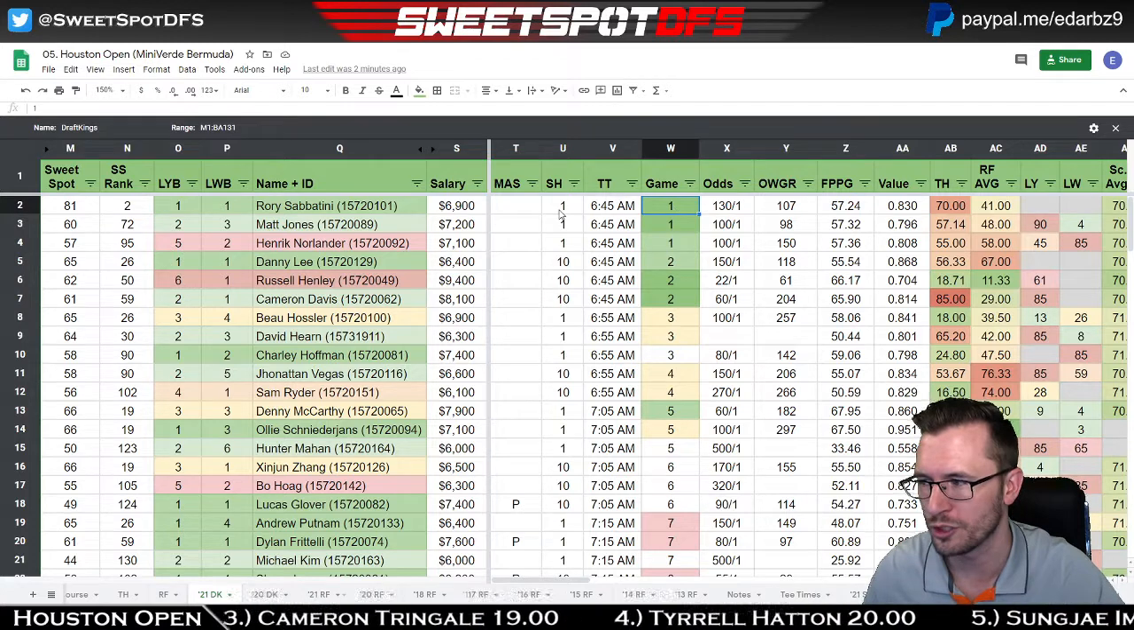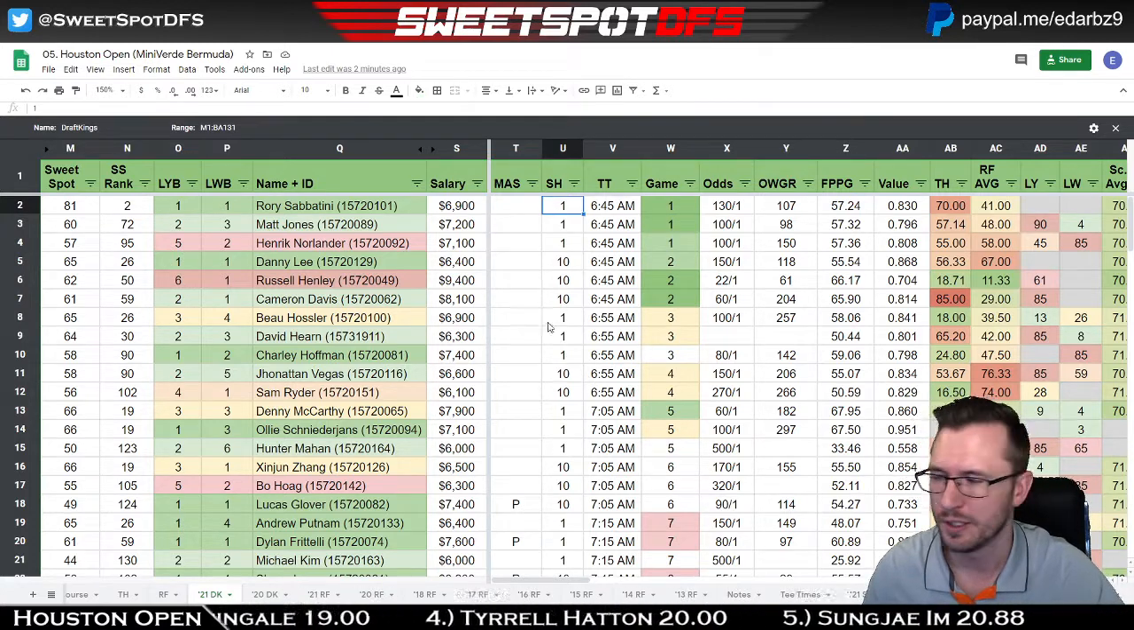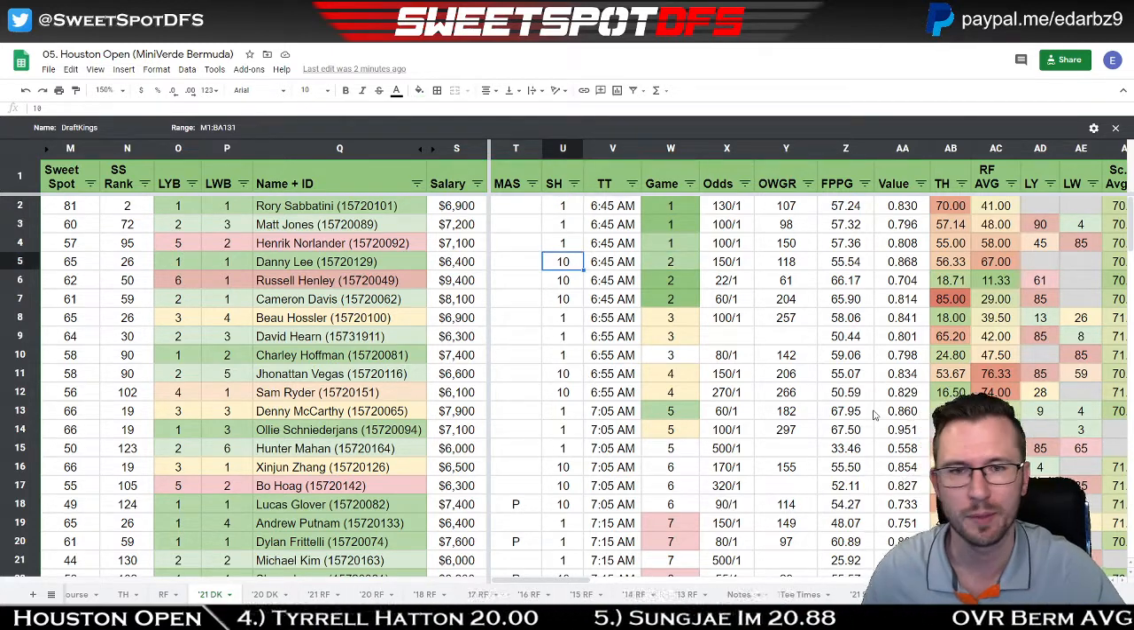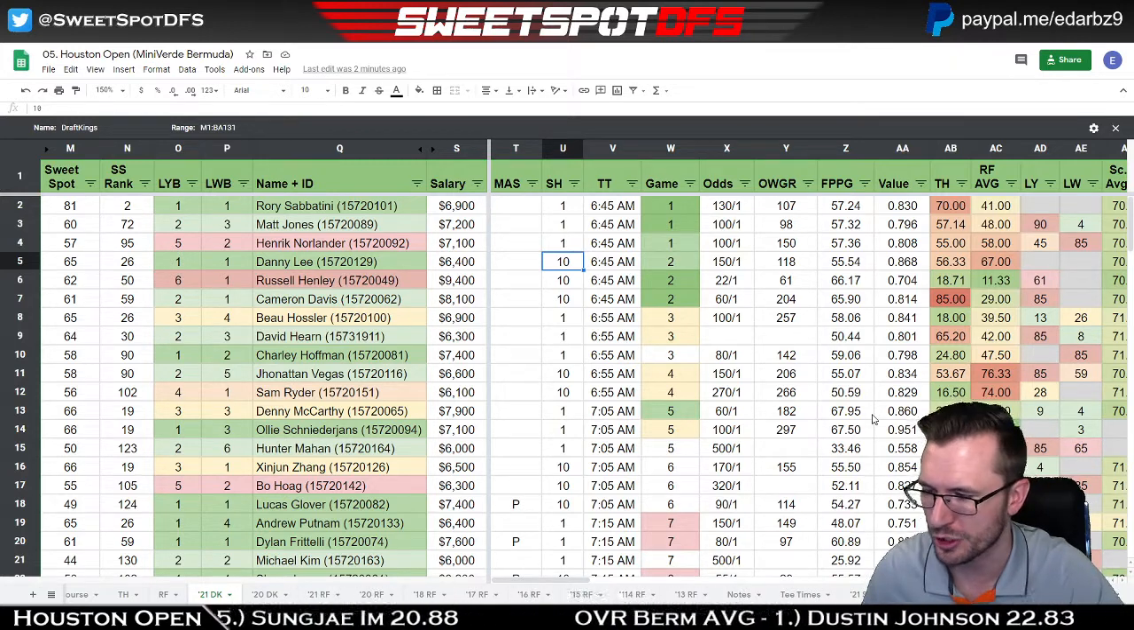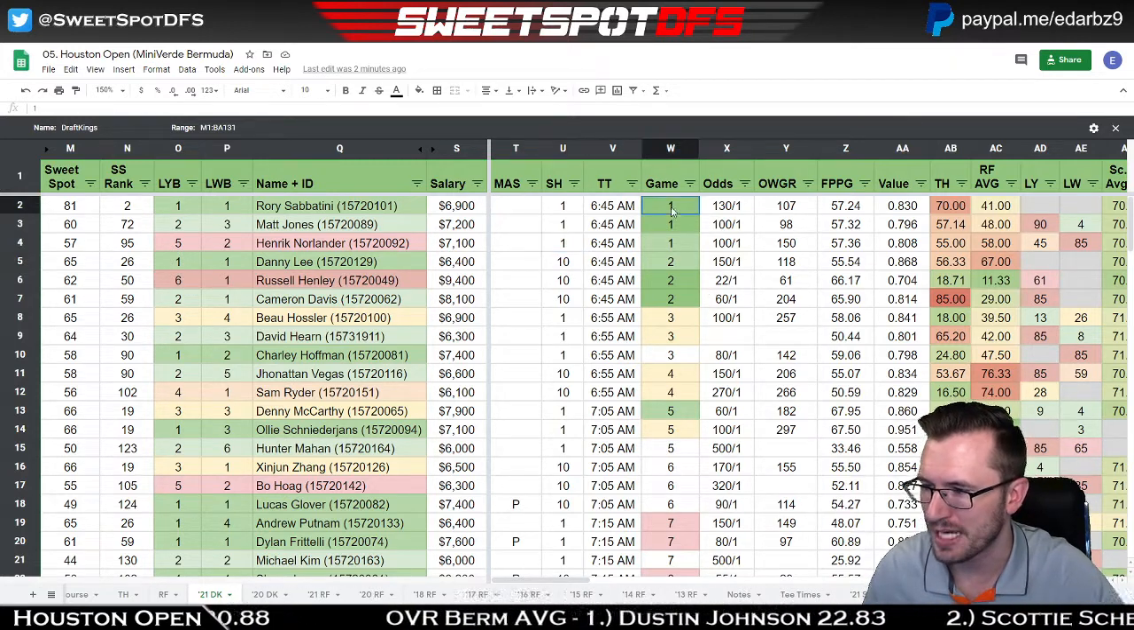Game 1 would go to hole number 1. Game 2 would be to hole number 10. So that's how it goes. Long-winded, but I thought it was interesting to share. But yeah, that's how the game numbers are.